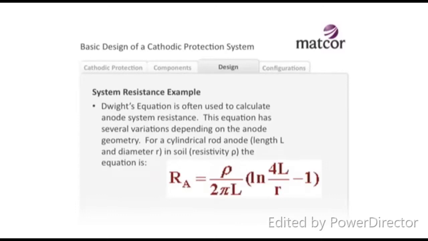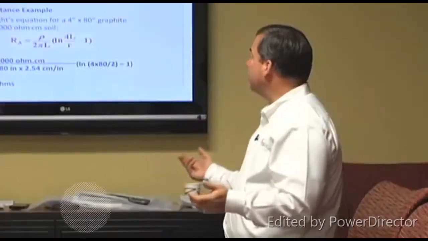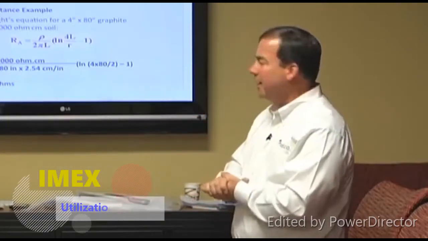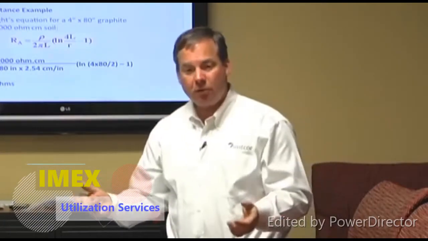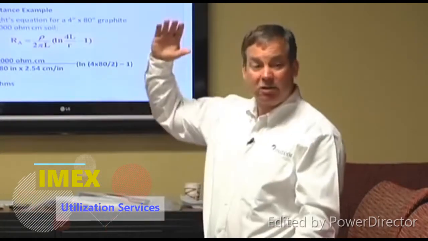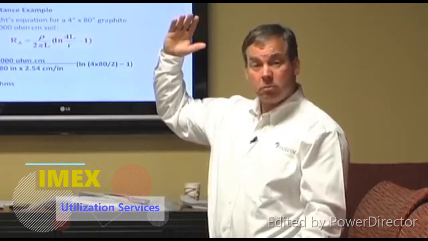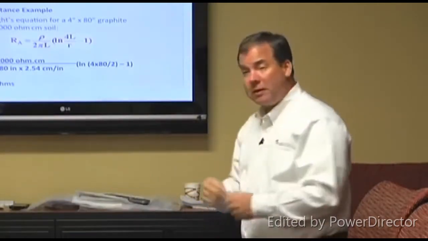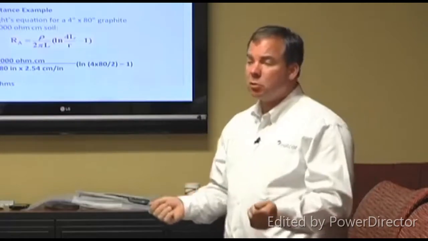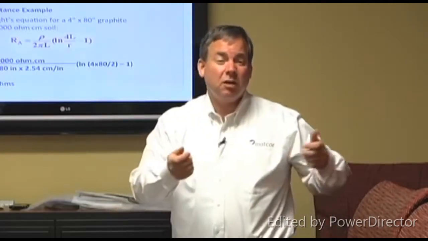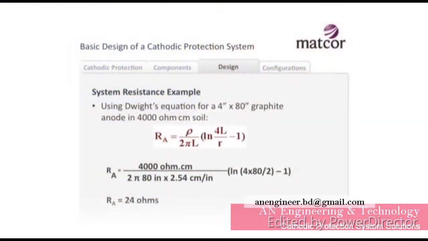But as you can see from this calculation here, I've got a 4-inch by 80-inch graphite anode, a standard size for a graphite anode, 4-inch diameter by 80 inches long. It's a pretty long anode. And I put it in 4,000 ohm centimeter soil. 4,000 ohm centimeter soil is relatively normal soil. It's not super low resistance, it's not super high resistance, it's a pretty common soil range.